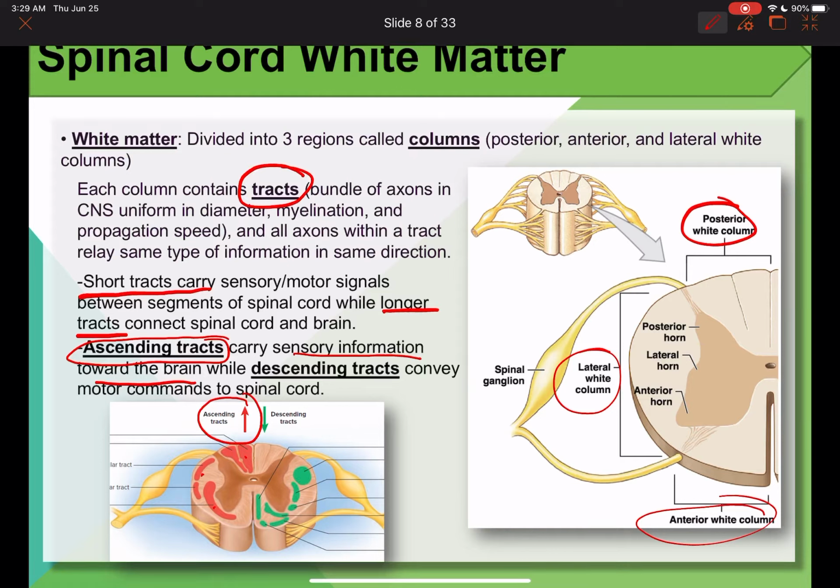And then information that goes downwards utilizes descending tracts, which, since they're going downwards, are usually carrying motor commands from the brain to the spinal cord and then towards your peripheral nervous system, to whatever motor movement the brain is commanding a certain part of your body to do. Okay, so green here is representing those descending tracts going downwards for motor commands. All right.